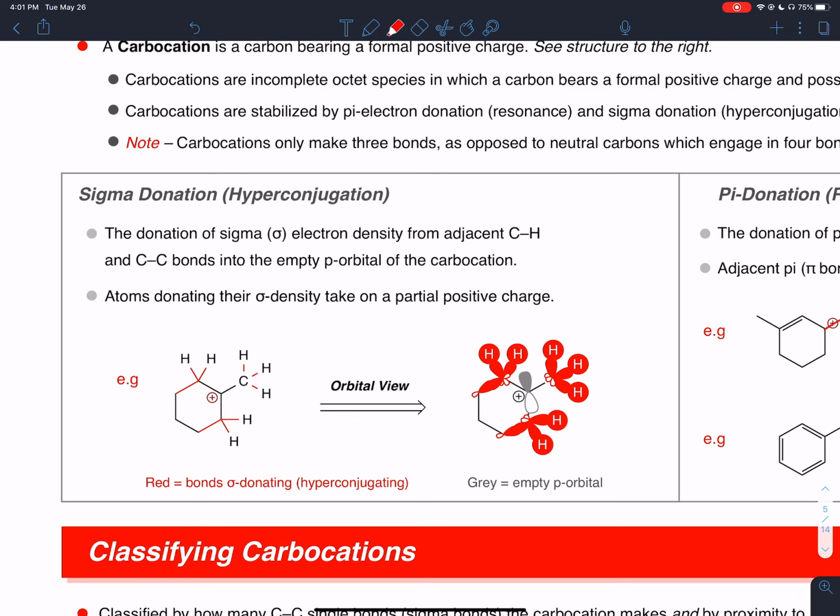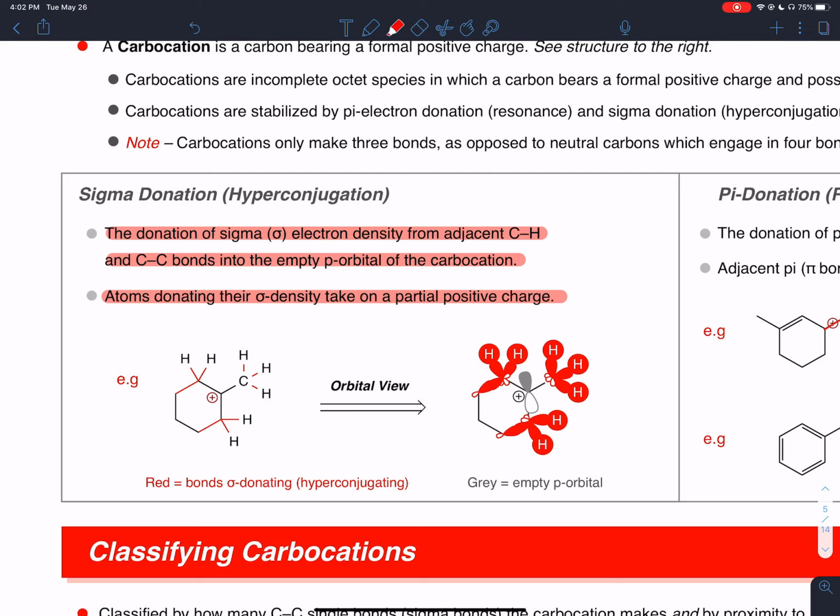Hi everyone, let's talk about sigma donation, also called hyperconjugation. This is one factor that stabilizes carbocations, okay? And it's specifically the donation of sigma electron density from adjacent carbon-hydrogen bonds or carbon-carbon bonds into the empty p orbital of the carbocation. So there's kind of a blending of that sigma density with the empty p orbital, and it helps to stabilize the carbocations. And those atoms that are sigma donating would technically take on a slight partial positive charge.